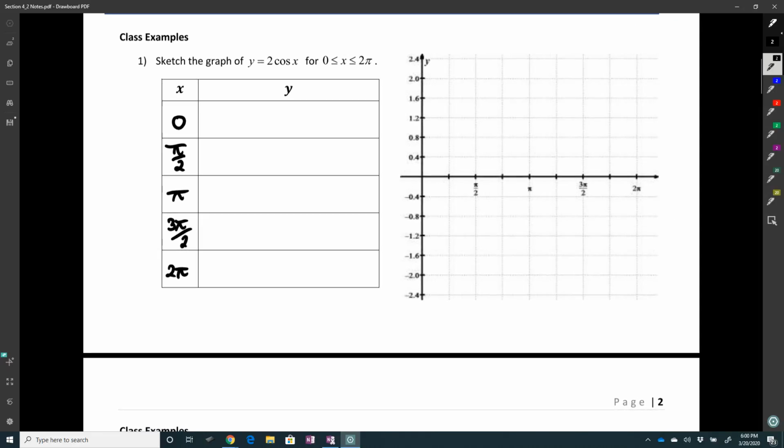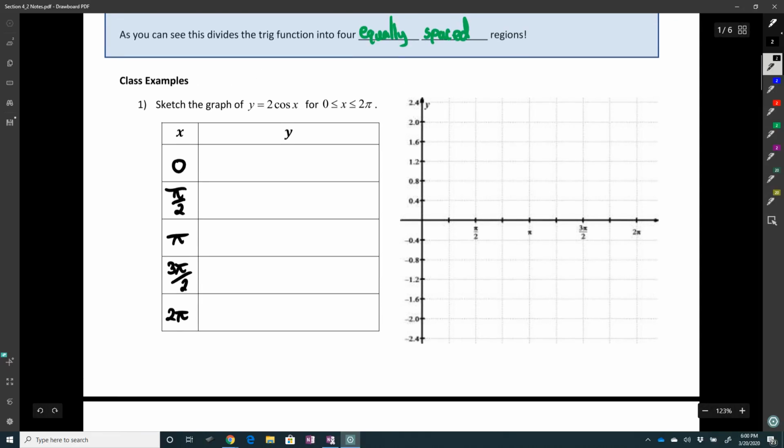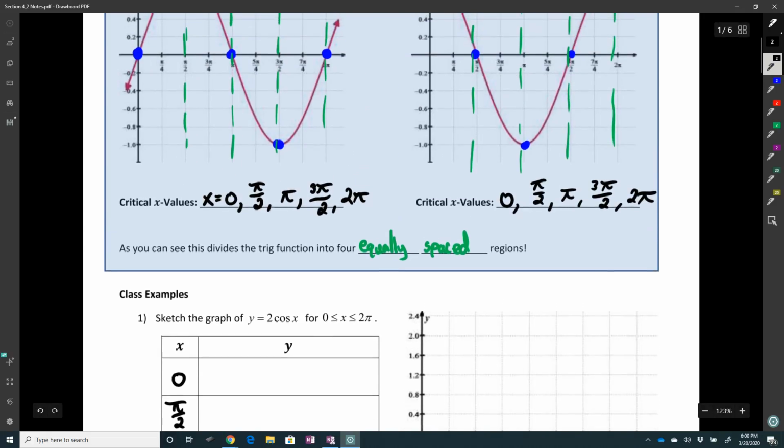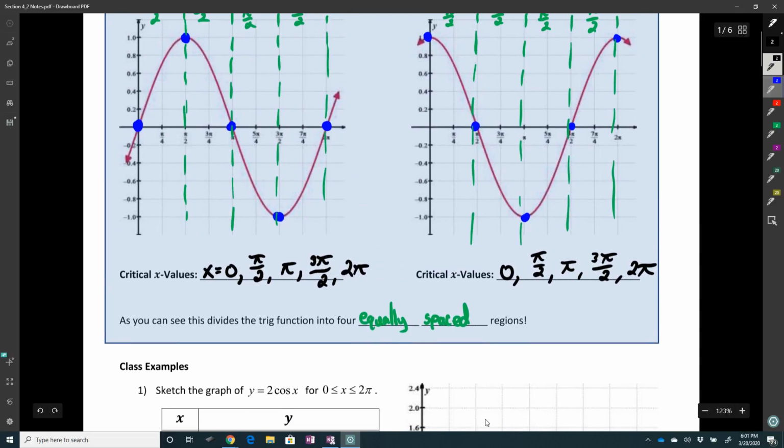And here, notice the graph is 2 cosine of x. And so, one thing I want to notice, if we go back to this picture, the y values for sine, and this is something that you don't use all the time, but it's kind of useful to know. But sine starts at 0, and so it goes 0, 1, 0, -1, 0. And the y values for cosine start out at 1, 0, -1, 0, 1. Okay?